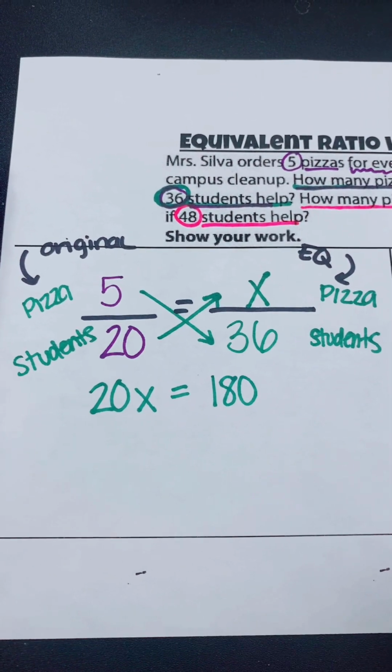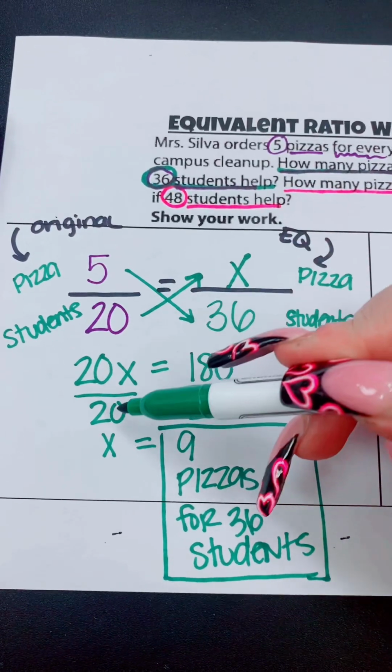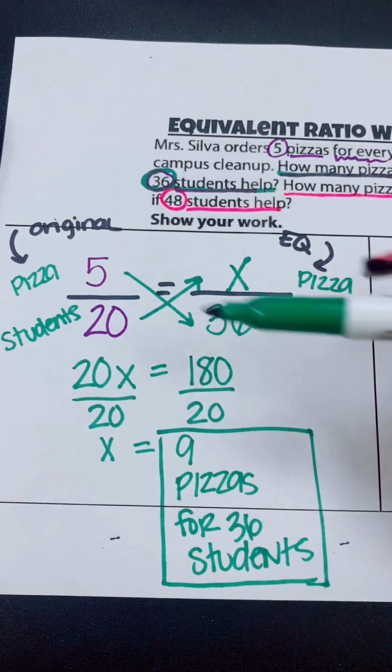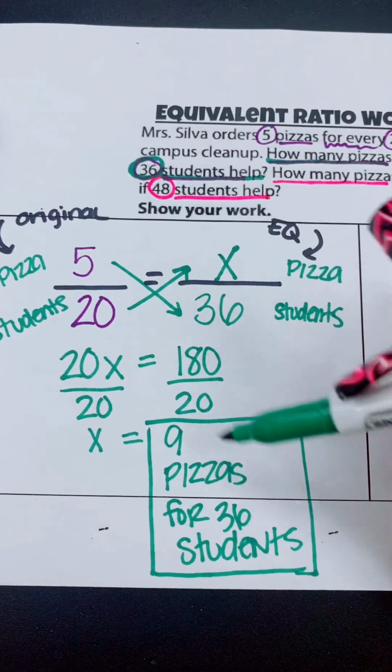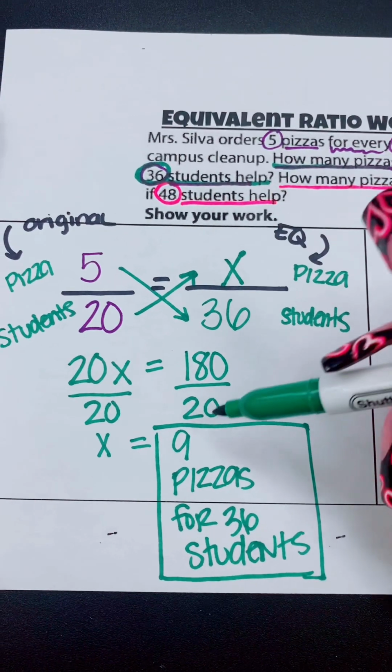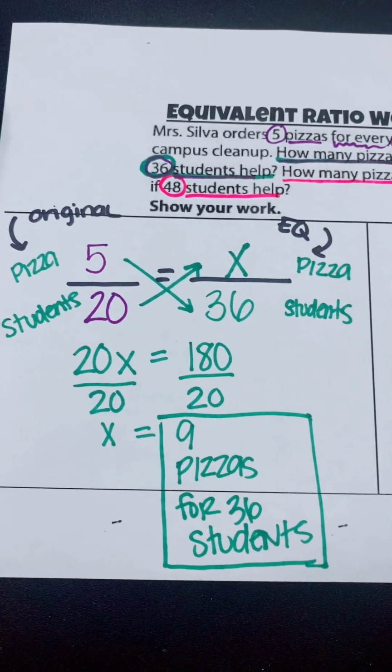After I cross multiply, I need to divide. I will divide by 20 so that I can solve for X. Whatever I do to one side, I need to do to the other. When I do that, I end up with 9. 9 is the amount of pizzas she needs for 36 students.